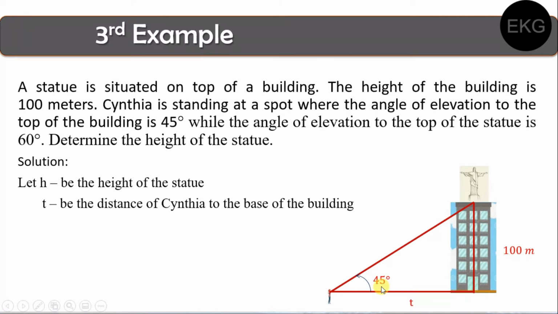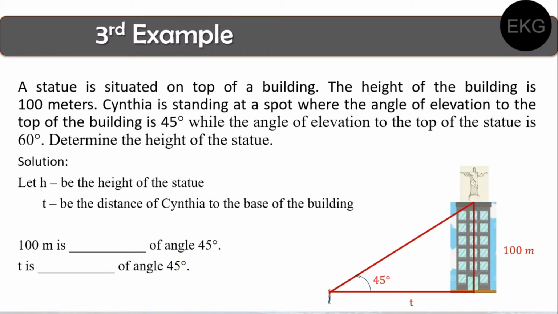Now, this angle, its relationship to the 100 meters, if you look at it, what is the relationship of the 100 meters to the 45? Then, what is the relationship of t to the 45? Now, I'm not answering that yet. I want you to think about it, and then complete this particular solution. After determining the relationship of the 100 meters to the 45 degrees and of t to the 45 degrees, we proceed with our solution.